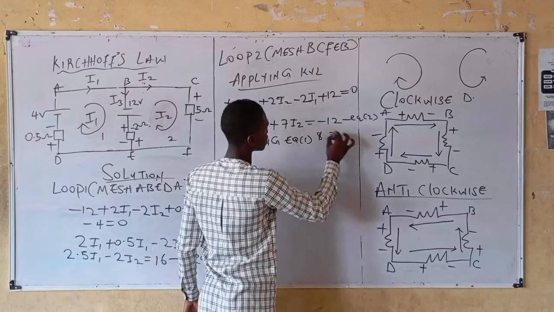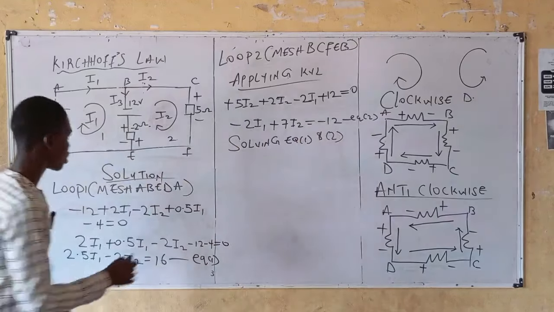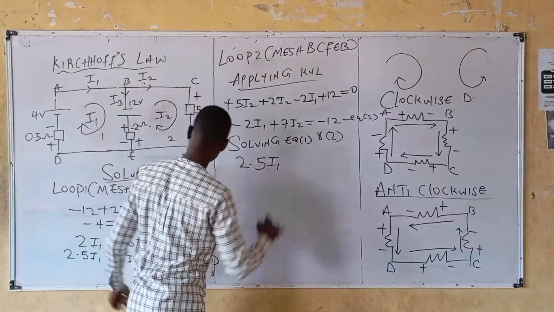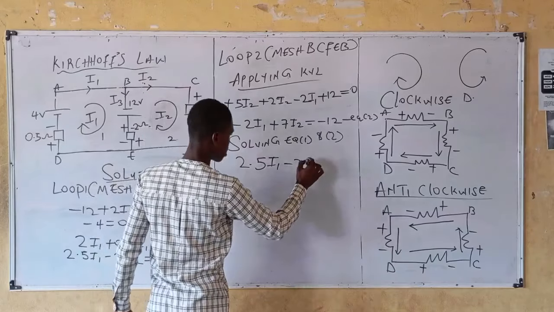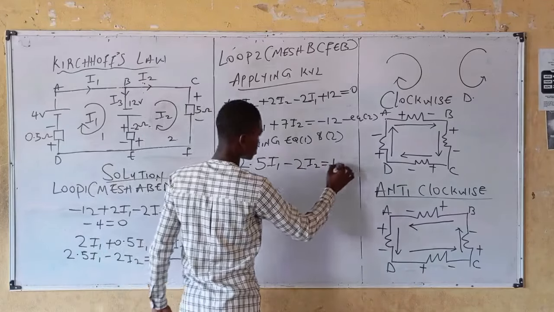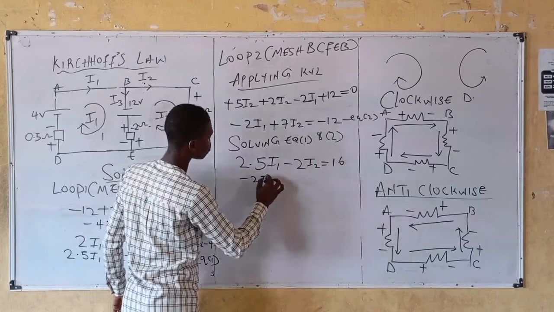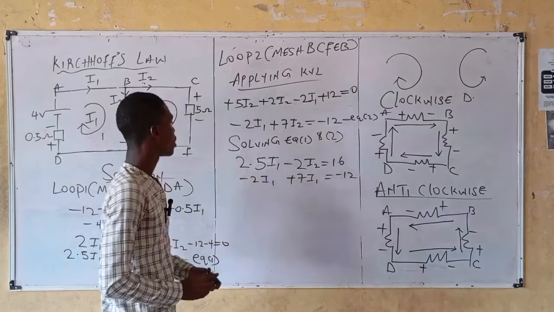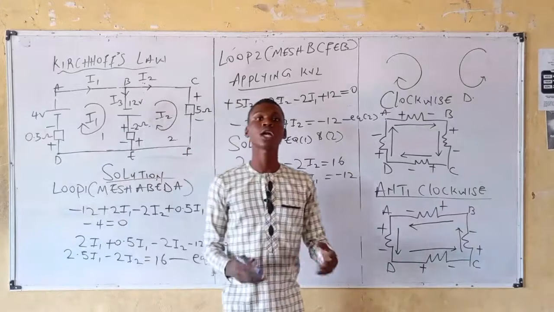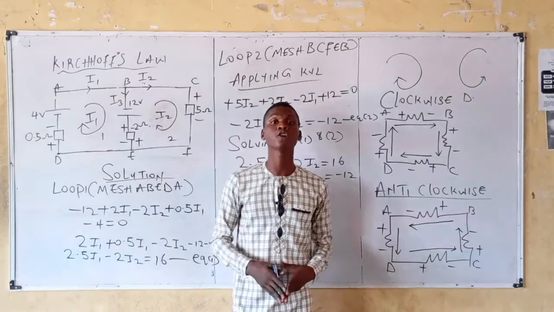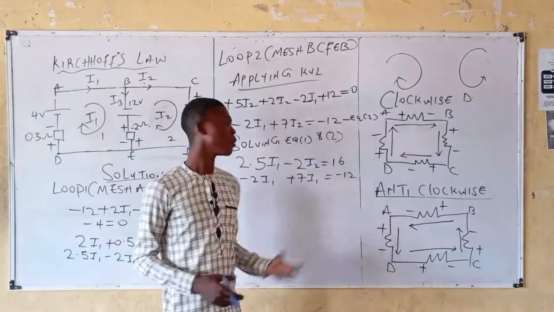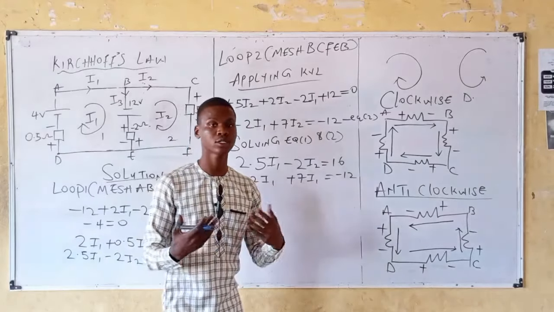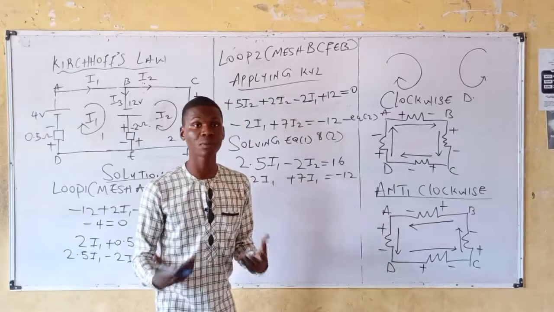Solving equation 1 and 2. From equation 1, we have 2.5 I1 minus 2I2 equals to 16, and equation 2, minus 2I1 plus 7I2 equals to minus 12. Now, equation 1 and equation 2, you can use simultaneous equation and you can also use the Cramer's rule, meaning matrix. I'll be using matrices to solve this, just to see how we can solve a simultaneous equation using matrix.